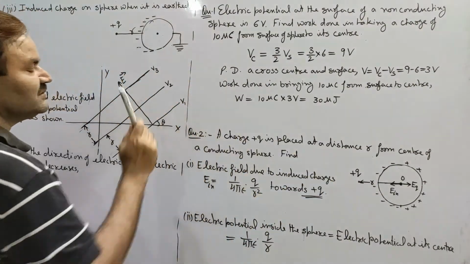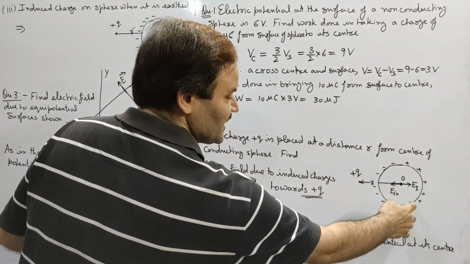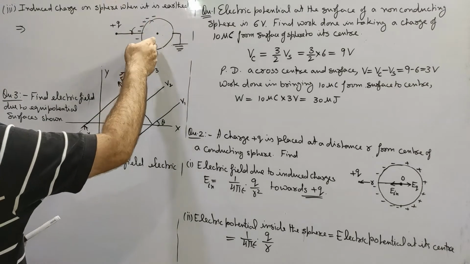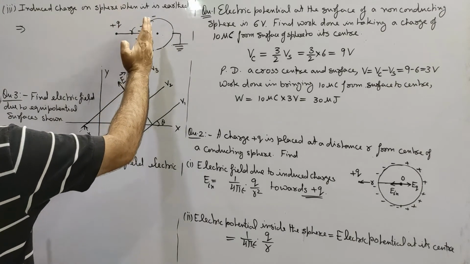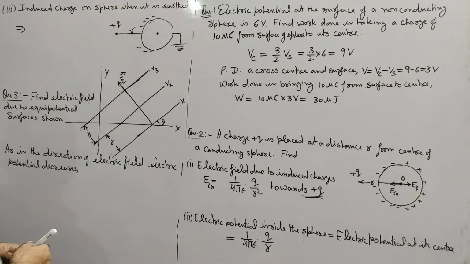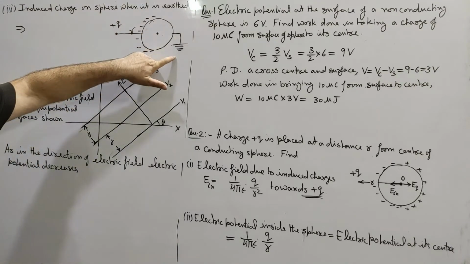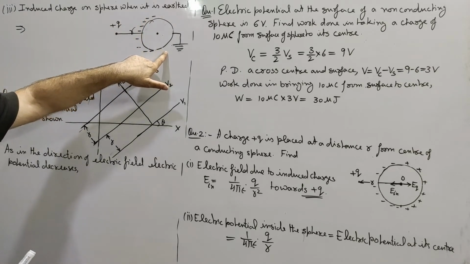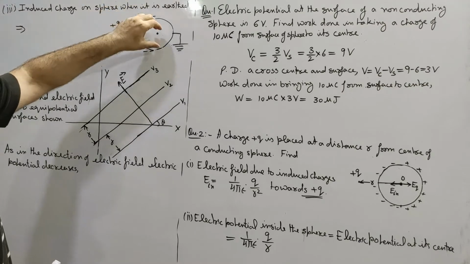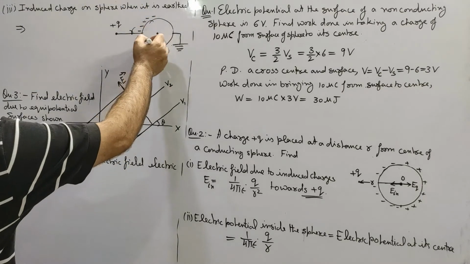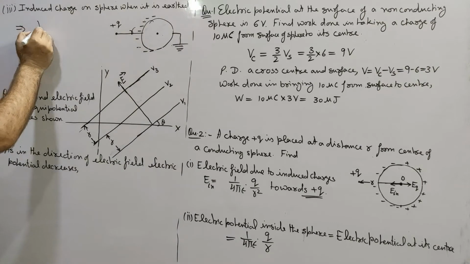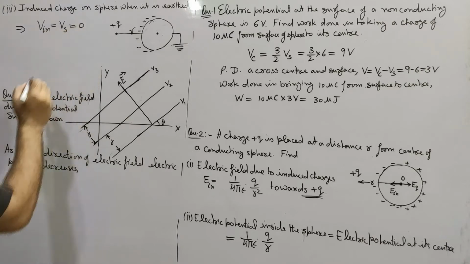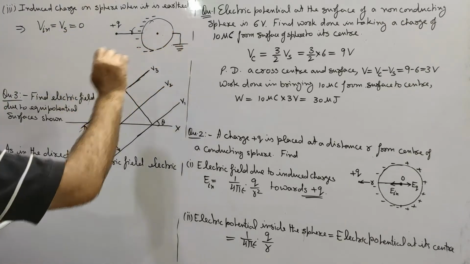When this sphere is earthed, then the positive charge, which is the free charge, will be neutralized by the earth, and the sphere will have only negative induced charge in its first half. And since the sphere is connected to the earth, electric potential of the surface as well as electric potential at each point within it will be zero. So V inside as well as V on the surface will be zero because the sphere is earthed.